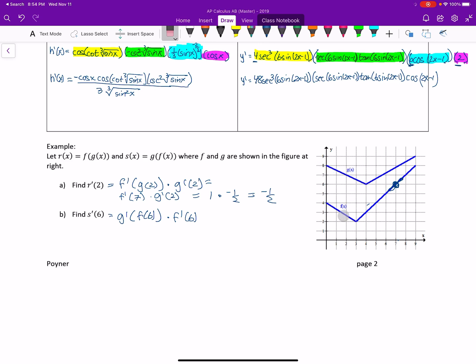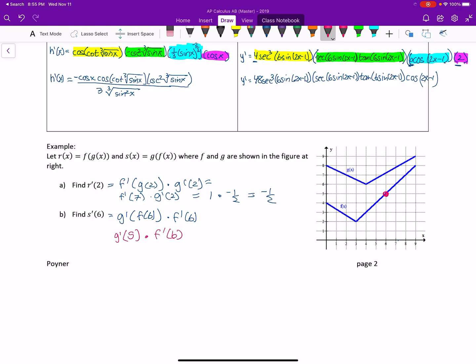For the second one, let's do the same thing again. Just to practice a little bit, what are the points that we're interested in? I need to find f of 6. So f of 6 is right here, and f prime of 6. And I need to find g prime. f of 6 is 5, it looks like. g prime at 5. And I also need to find f prime at 6.